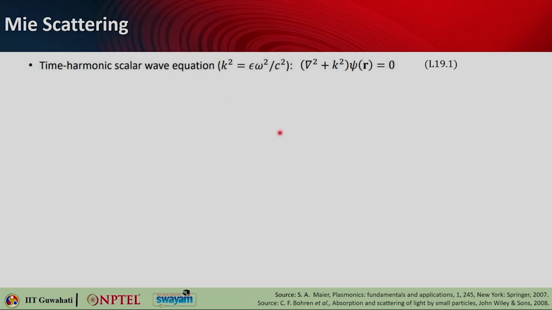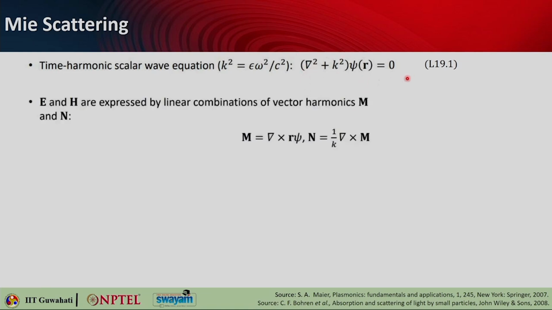So, I am just showing the important formula here that will help you understand how this particular theory is derived and how it works. The time harmonic scalar wave equation we can write as follows. What is psi? Psi is basically the electric potential, a function of r. So, this is the wave equation: del square plus k square, times psi of r, equals 0.